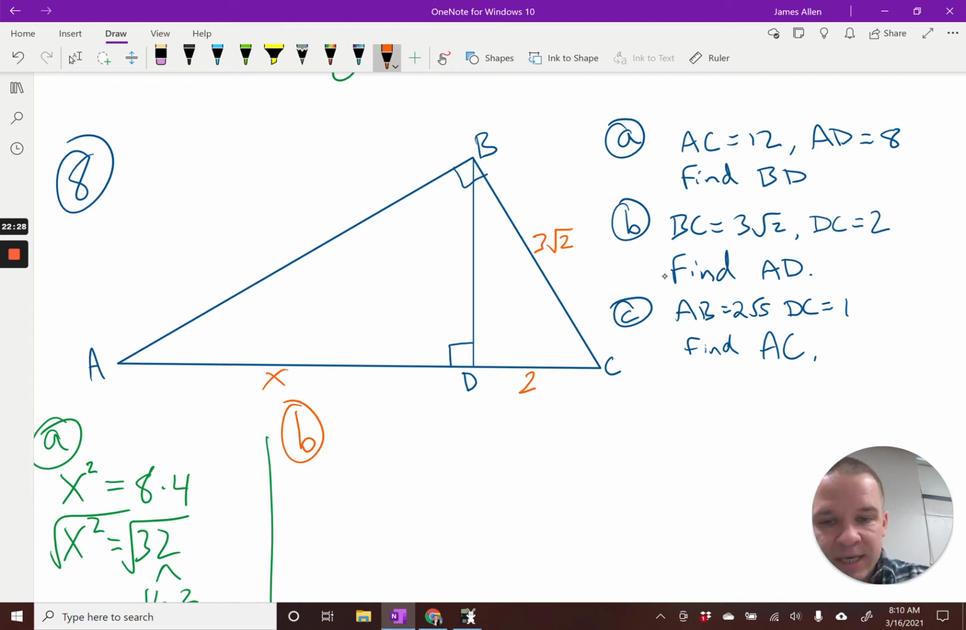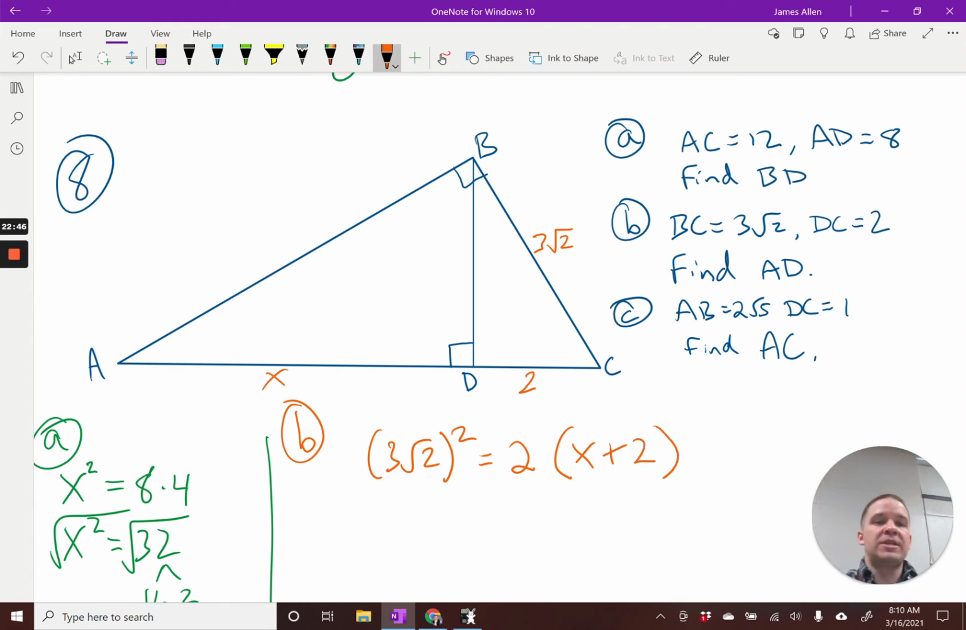I'm going to take that BC, which is 3 root 2. That one squared is equal to the close side, the DC side 2, times the entire thing, which would be x plus 2. Now, since I'm trying to find AD, I called AD X. Had I been looking for AC, I'd call that X. But since AD is what I'm looking for, I call it X, and then I'm left with that X plus 2 in there rather than some other variable by itself.